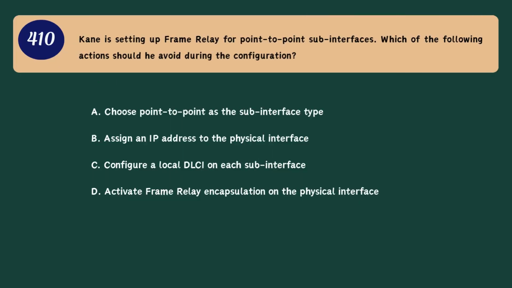Question 410. Kane is setting up frame relay for point-to-point subinterfaces. Which of the following actions should he avoid during the configuration? A. Choose point-to-point as the subinterface type. B. Assign an IP address to the physical interface. C. Configure a local DLCI on each subinterface. D. Activate frame relay encapsulation on the physical interface.